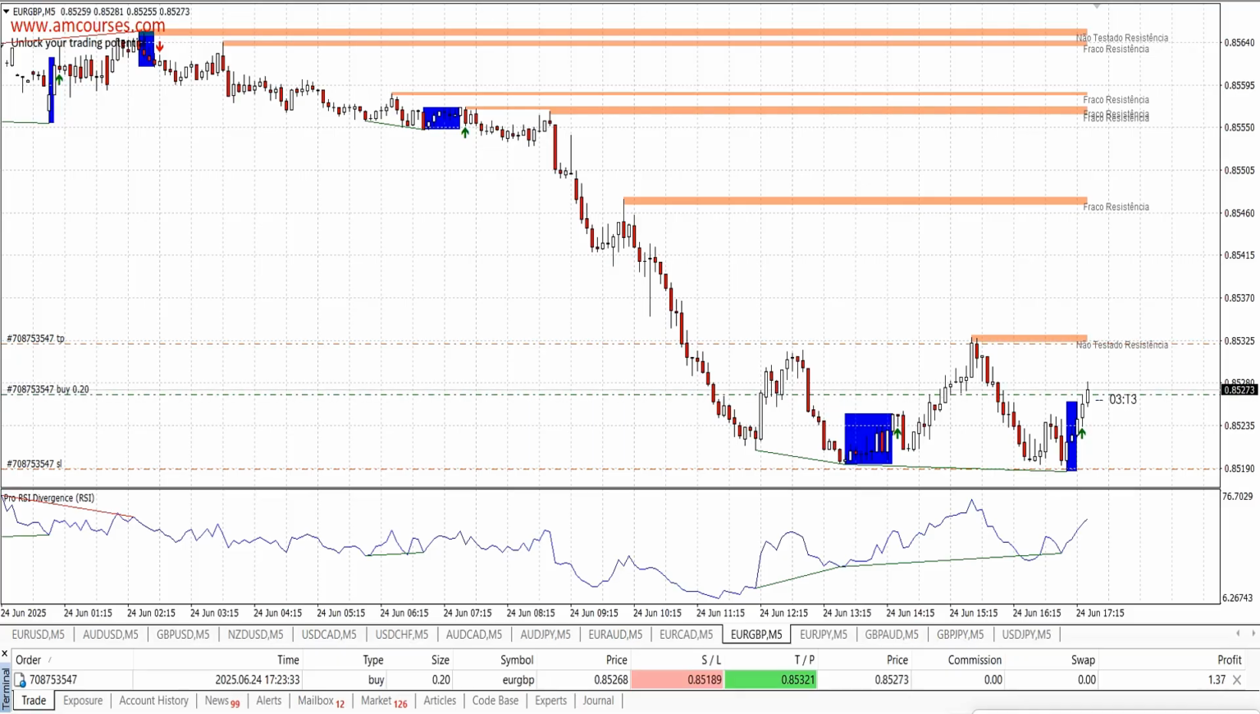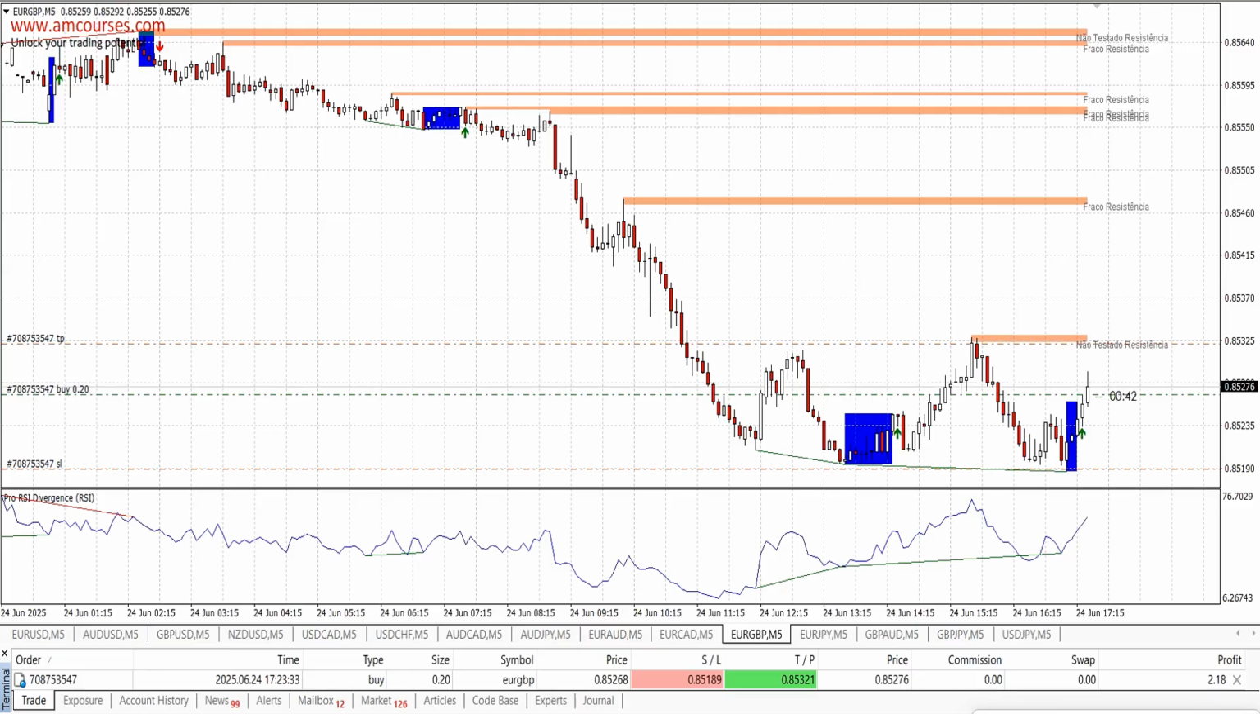Then, a green buy arrow appeared, right at a strong support zone that had not been tested before. This gave me the perfect setup to enter a long trade with confidence. All conditions lined up perfectly: RSI divergence, support zone, and buy arrow signal. So I entered the buy trade.